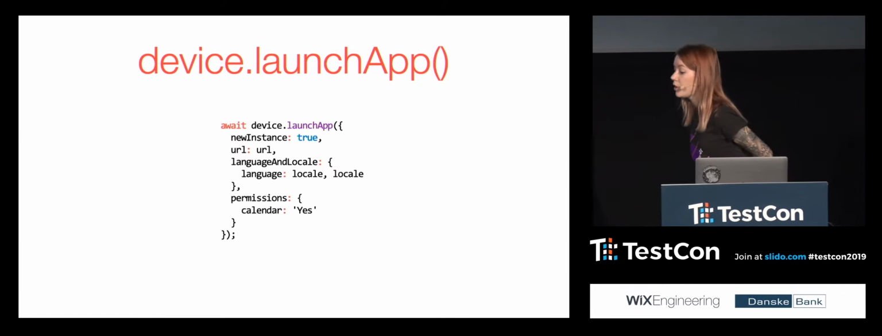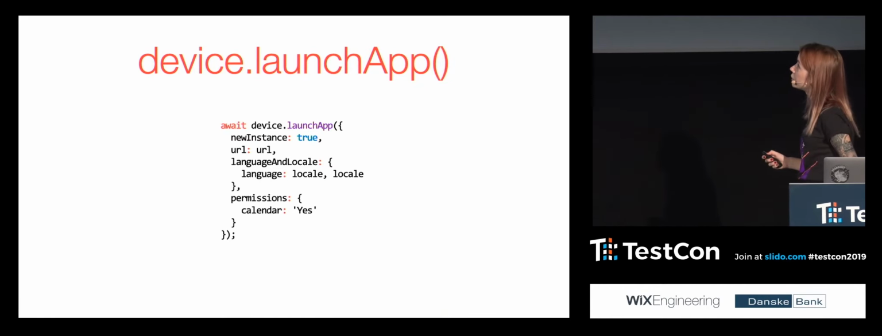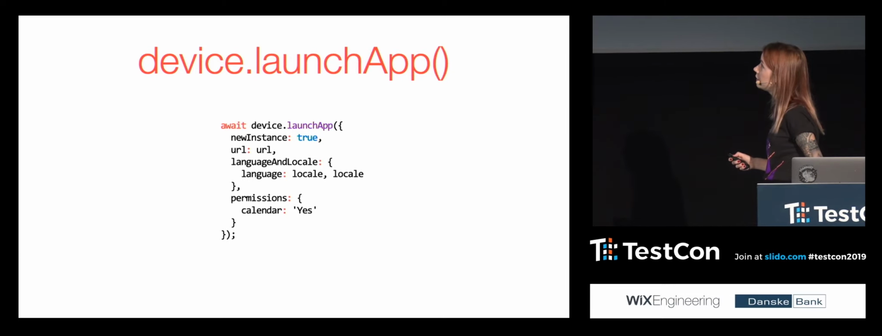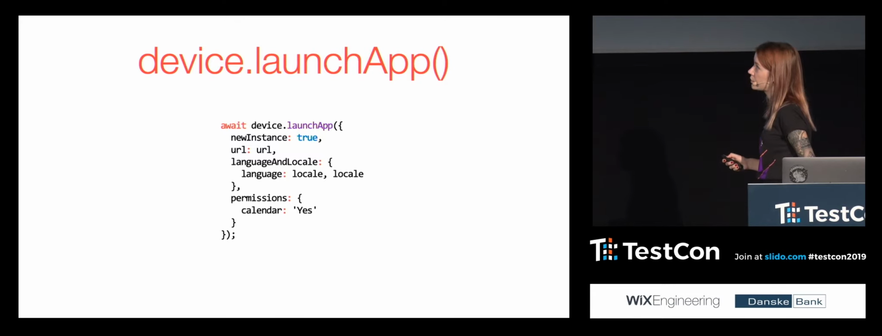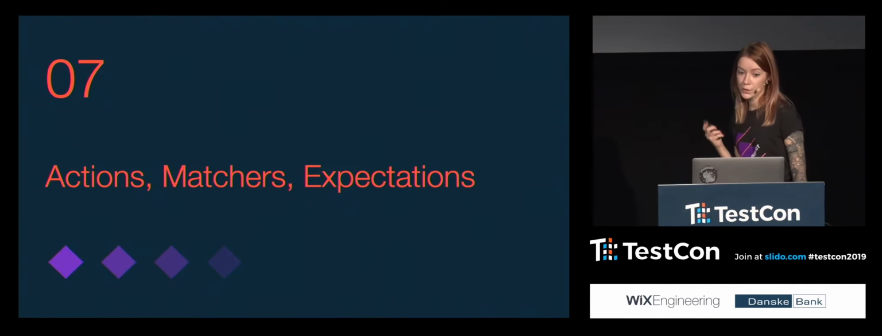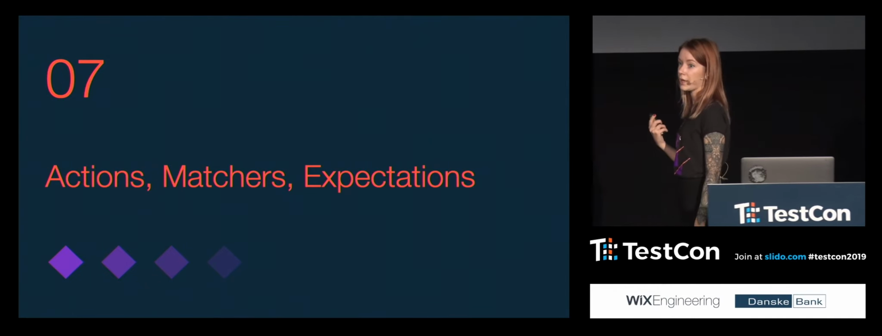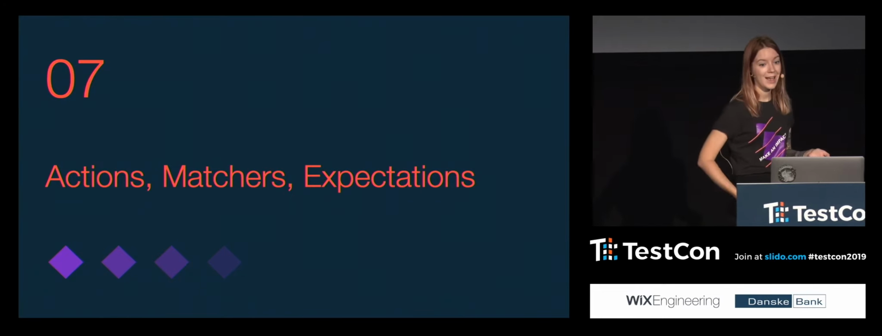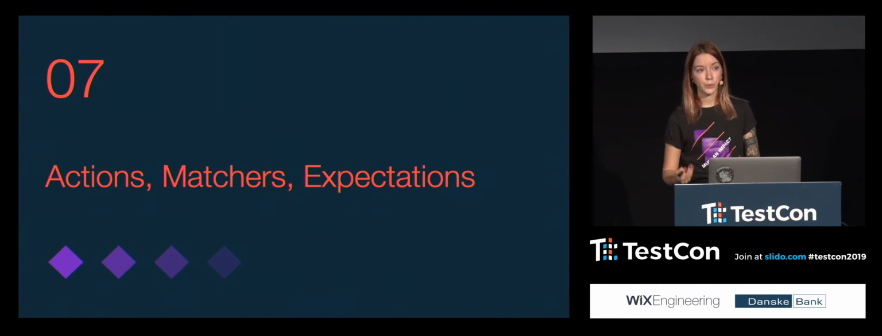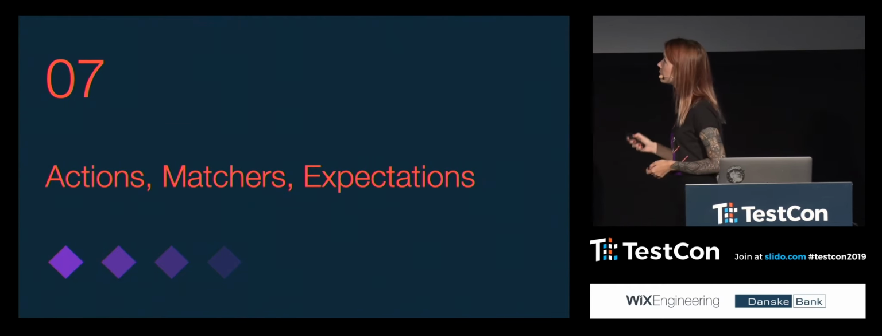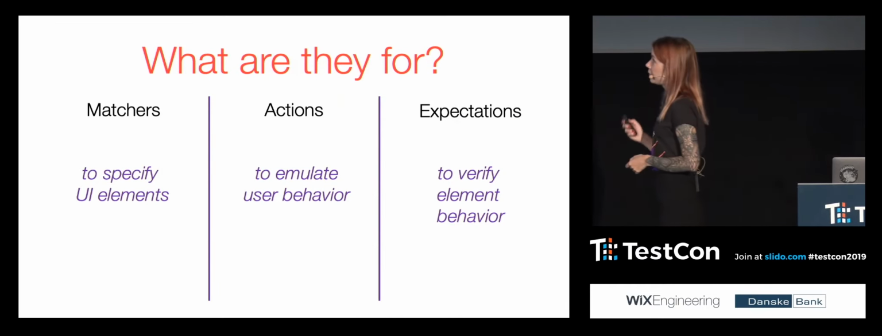So this is how the launchApp function could look. So newInstance true, URL defined, language and locale can also be selected, and permissions to calendar set to yes. So we can view Detox and the device object as the foundation of our tests. And now we will talk about test building material, which is actions, matchers, and expectations. So what are they for?